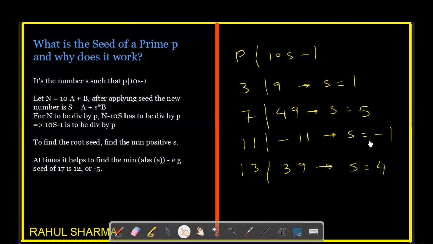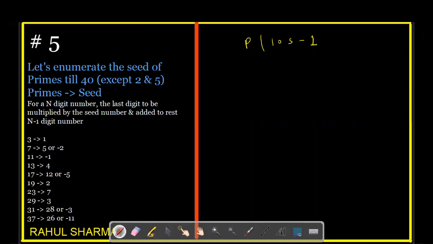Let it be a small exercise for you. If you have still not figured it out, please let me know and we'll work it out together. But I'm sure most of you will be able to do it on your own. Let's derive the seed of primes other than 3, 7, 11, 13, which we talked about just now. So the seed is a number such that p divides 10s minus 1. In case of 17, we know 17 into 7 is 119. So 17 divides 120 minus 1. Hence, our s becomes 12.